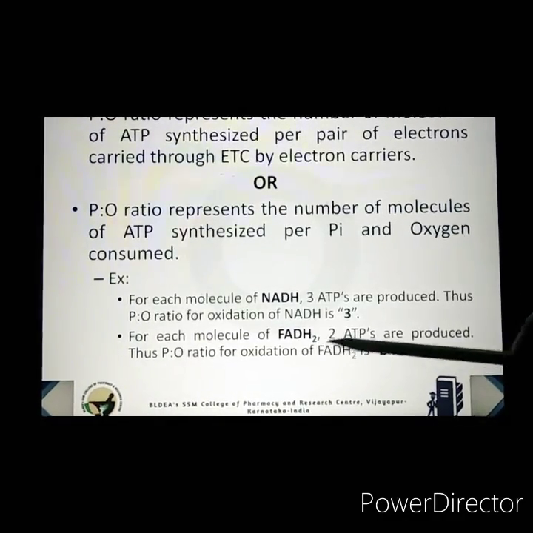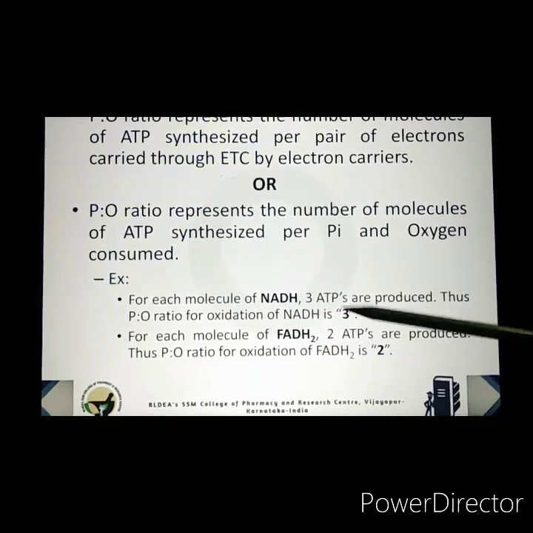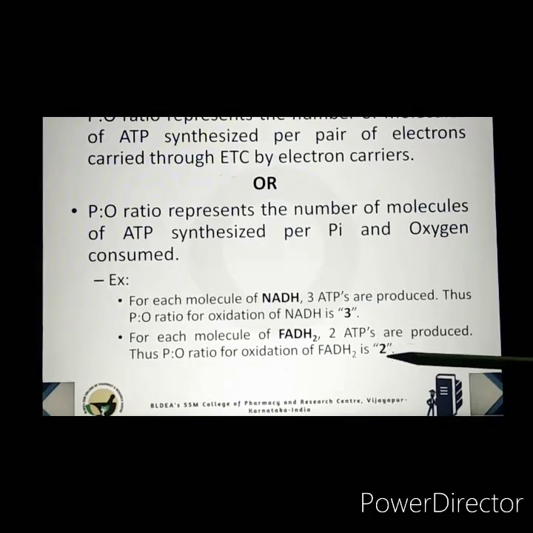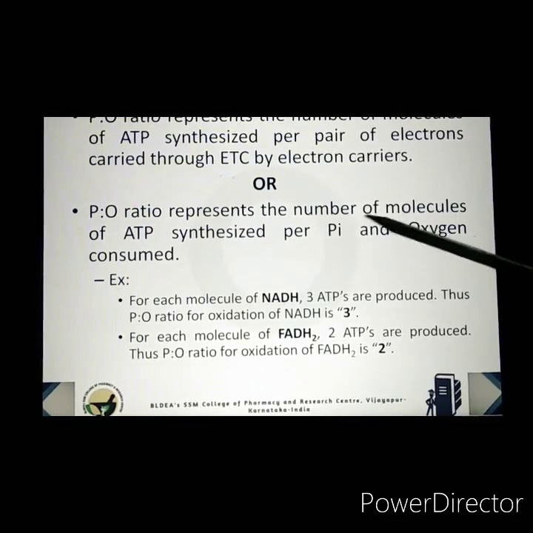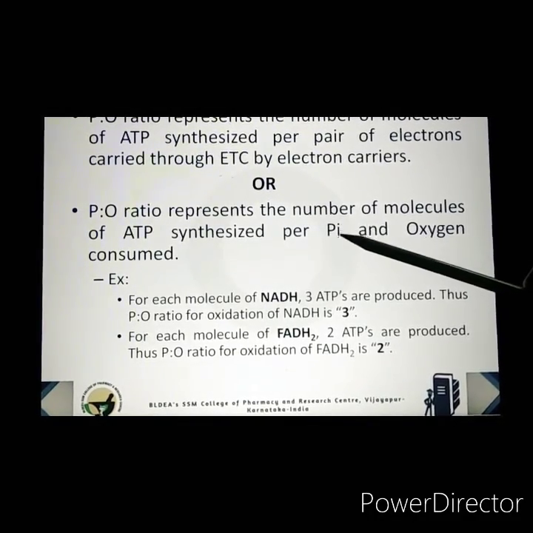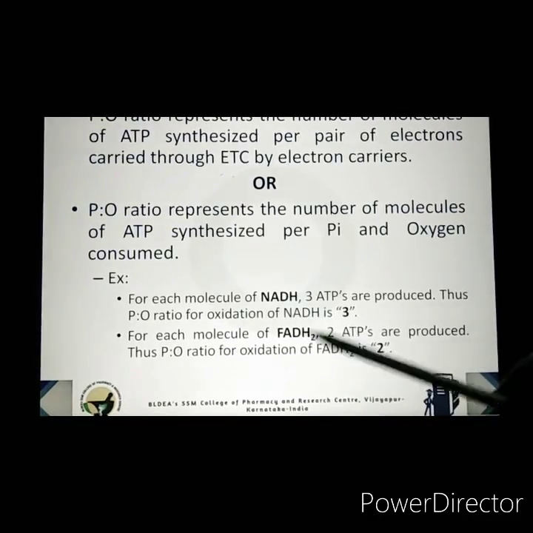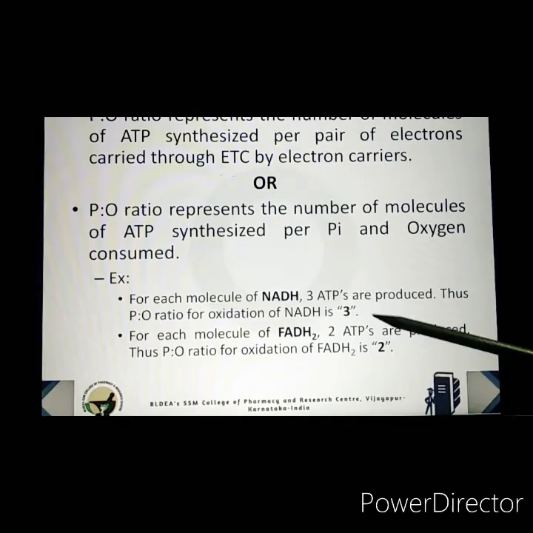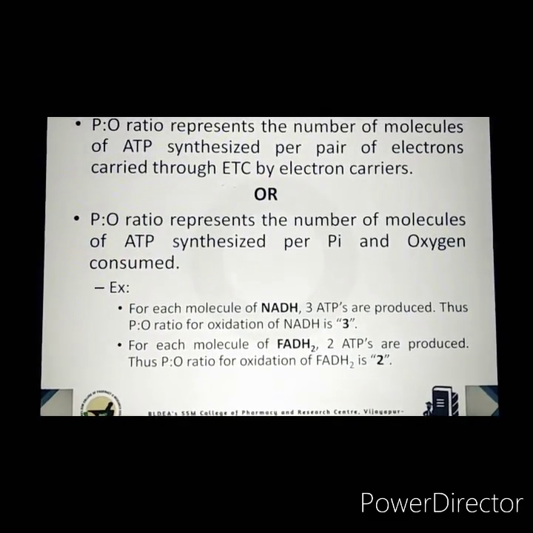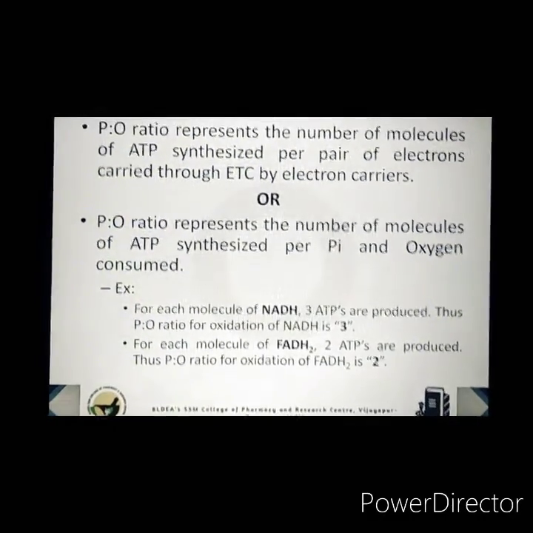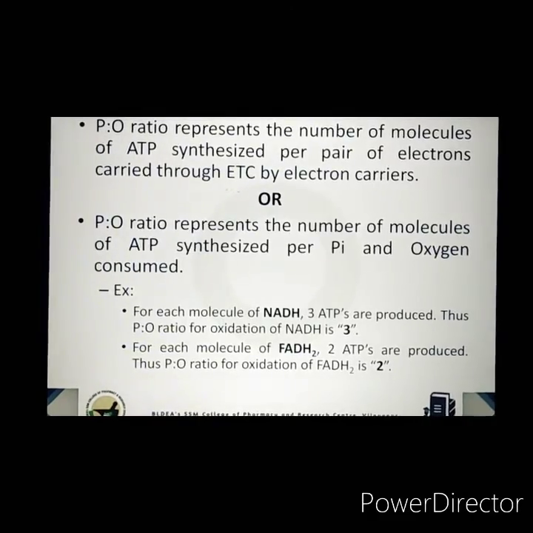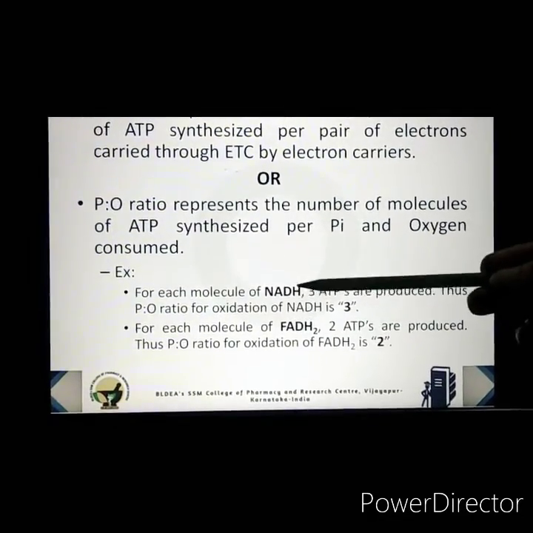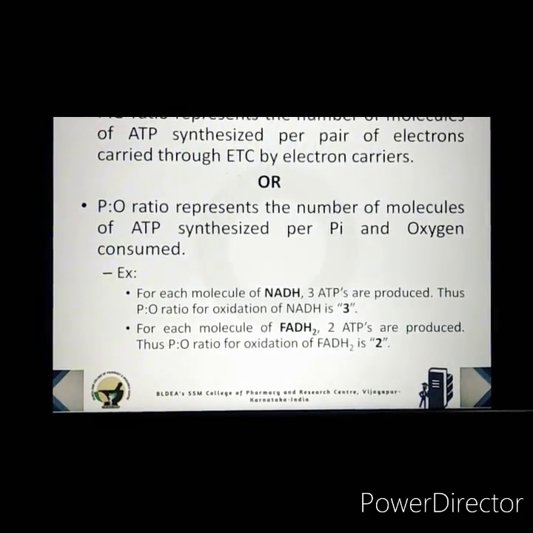Similarly, for FADH2 there is 2 ATP synthesis and the PO ratio of FADH2 is 2, meaning 2 oxygen atoms and 2 phosphate atoms are consumed during the oxidation of FADH2, resulting in the synthesis of 2 molecules of ATP. So this is the significance of the PO ratio: it defines how many molecules of ATP can be synthesized by oxidation of these coenzymes.